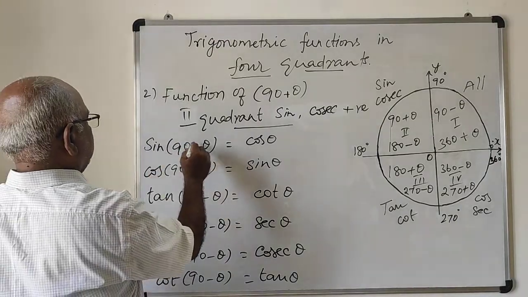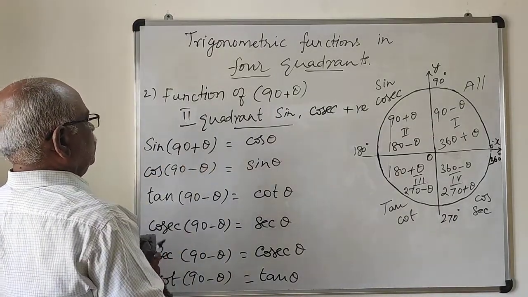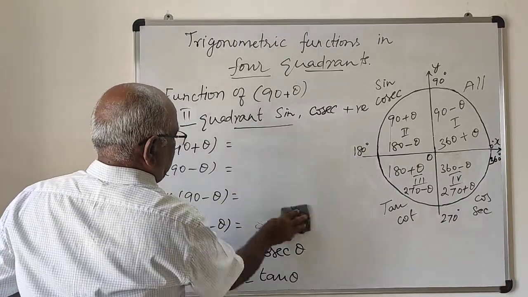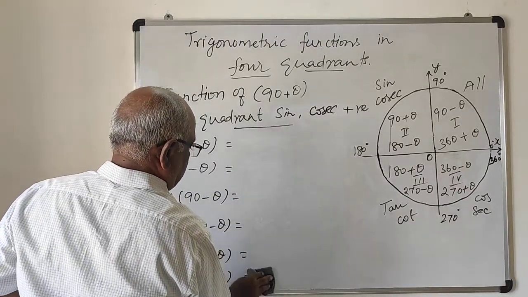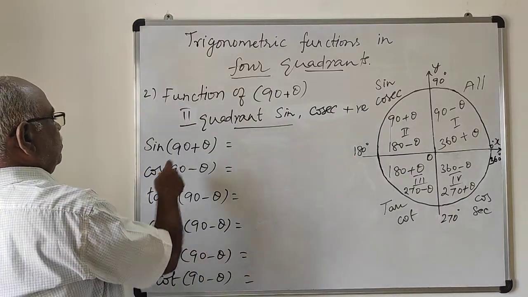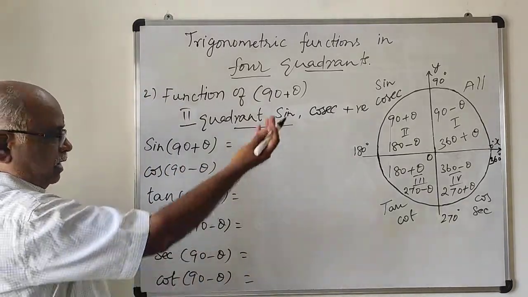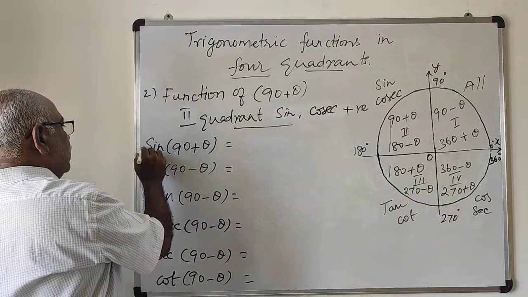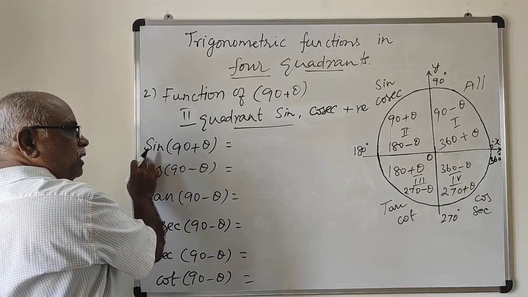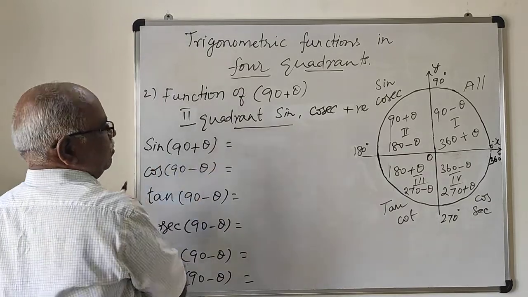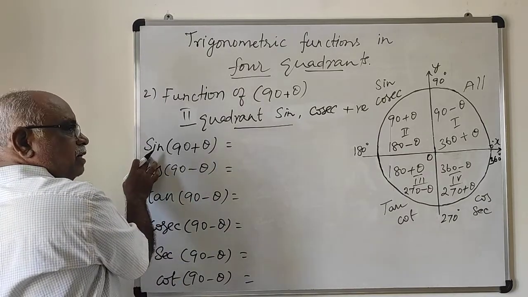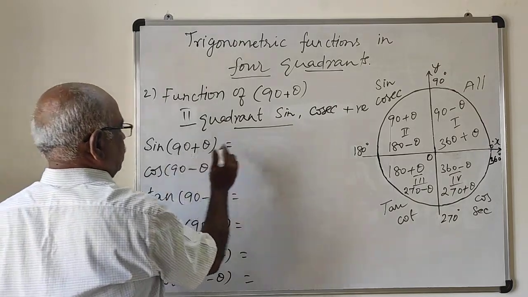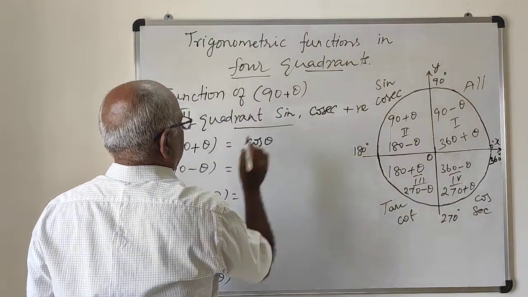Therefore, sine 90 plus theta. 90 plus is the second quadrant, sine positive. You have to look at the left hand side function only to see the sign. To determine the sign of the function, we have to see the left hand side function. Sine is positive in the second quadrant, but 90 changes the ratio, therefore this is cos theta.